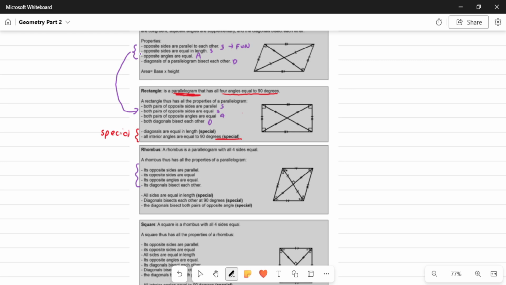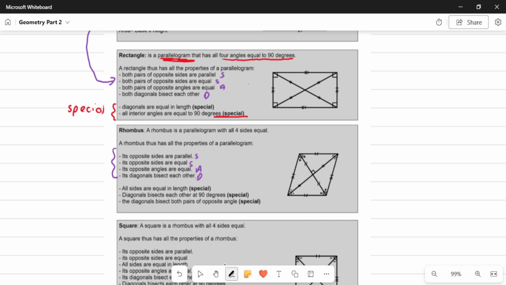So copy it and paste. There it is here. Opposite sides parallel, opposite sides equal, opposite angles equal, diagonals bisect each other. But the fact that we're calling it a rhombus means that there's something that makes it different. There's something that makes it special. And here are the properties that make it special.